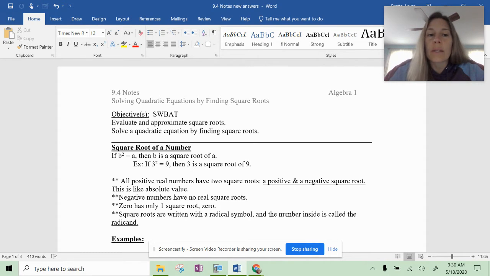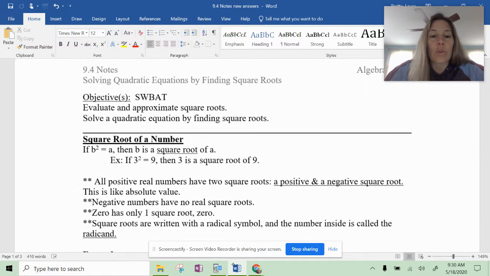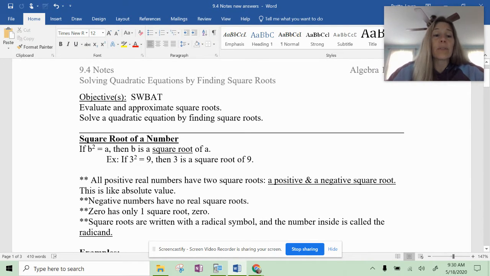All right, so first let's go over a little bit about square roots. Our objective is to evaluate and approximate square roots and then use them to solve some of these equations. So all positive real numbers have two square roots. They have a positive and a negative.